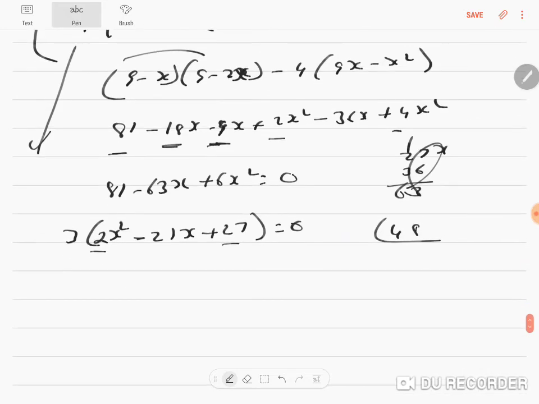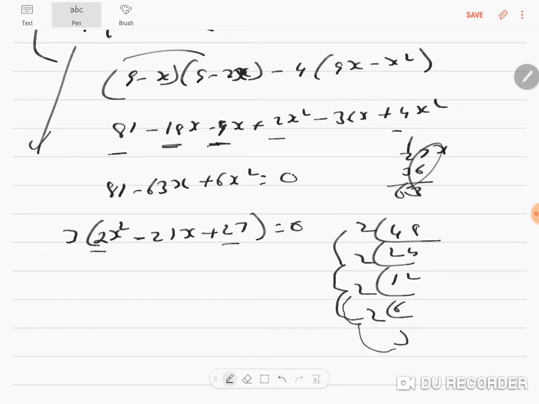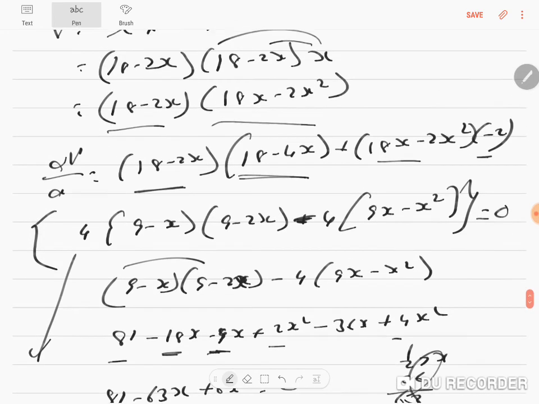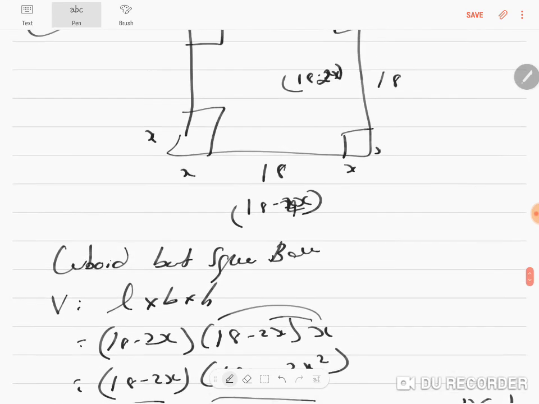On factorizing this, I should get 21, 24, 2, 12, 2, 6, 2, 3. How will I get 21 in this? 3 2 6, 6 2s are 12. Sorry, 2 2s are 4, 4 2s are 8, 8 to 16, no. 2 2s are 4, 4 3s are 12, 2 2s 24. I made some mistake, it will not be like this. So let me see what I have done.